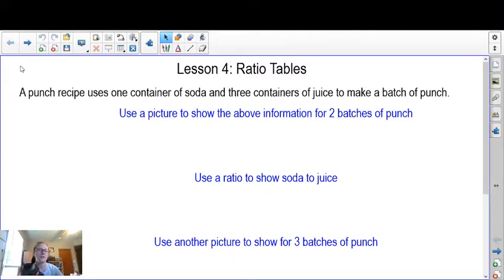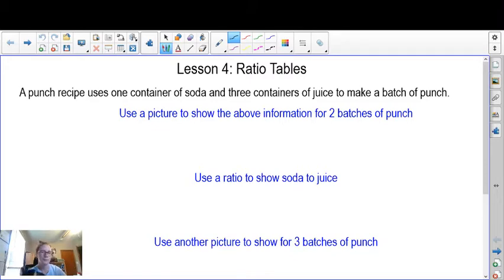So I'm going to go back to my, let's pick your color. Let's pick green. Green's going to be my color today. So for 1 container of soda, so I have the letter S for soda, I need 1, 2, 3 juices. But I'm making a double, so I need to have this twice. So I have another container of soda and 3 more containers of juice. Okay, 1 picture done.